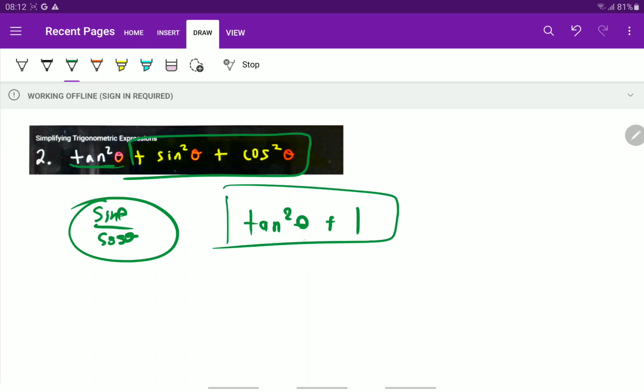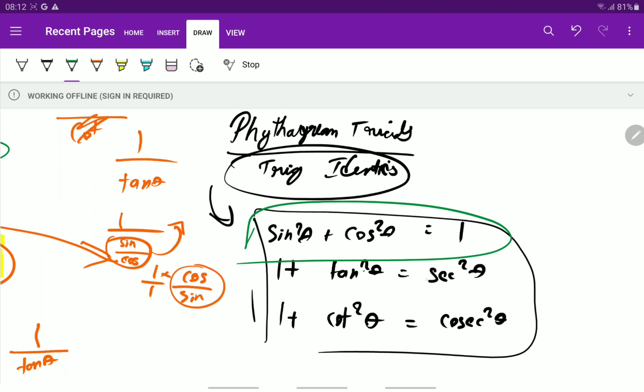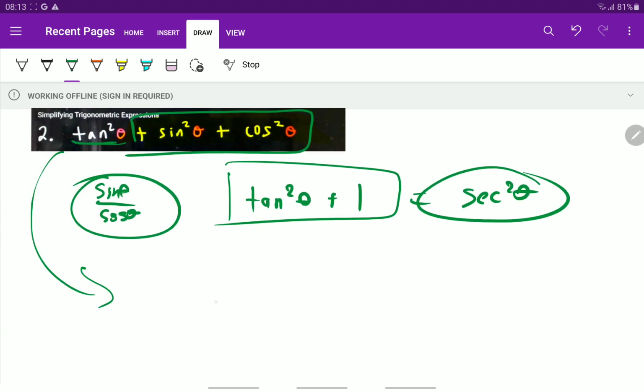Now we also know tan squared theta plus 1 is equal to sec squared theta. That is another one of our identities. Tan squared theta plus 1 is sec squared theta. So this expression, simplified, is just sec squared theta. I hope you understand why we need to memorize the Pythagorean identities.